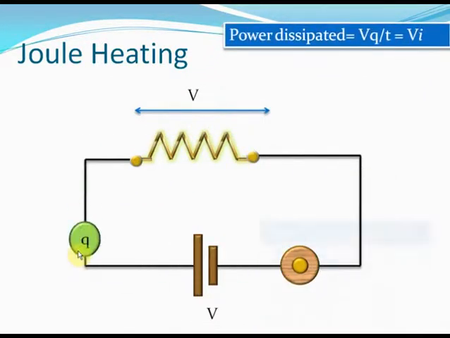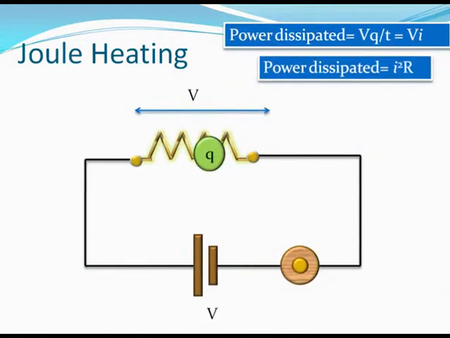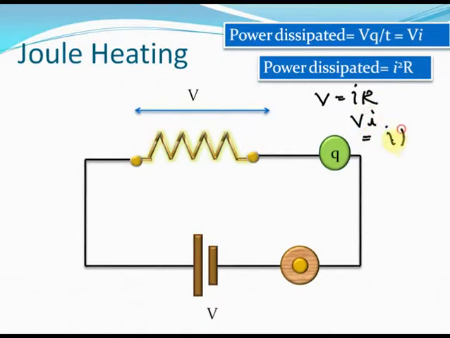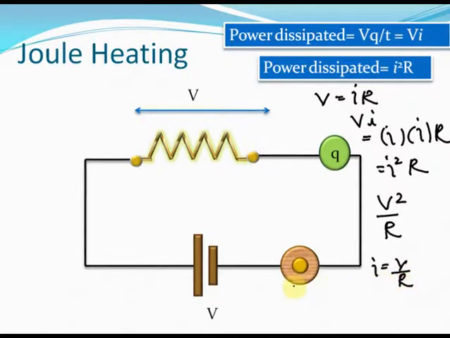VI can also be written as I squared R, isn't it? After all, we already know that V is equal to I into R, and therefore we can write VI as I into R into I, that is, I squared R. We can also represent the power dissipated by the expression V squared divided by R. That's because I can be written as V by R, and so VI can be written as V into V by R, equal to V squared by R. Here we go.